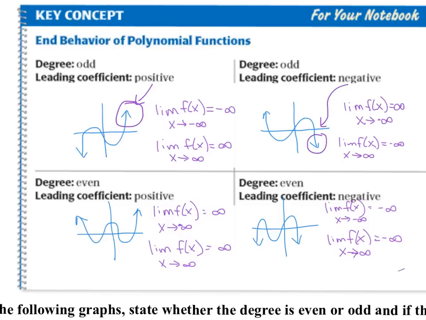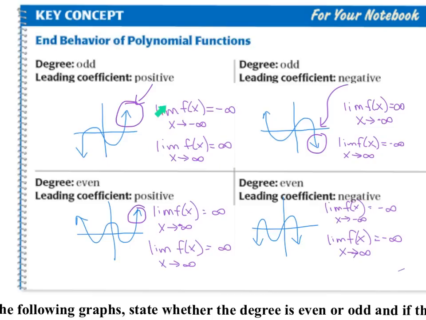And then for even degree functions, we're talking about the arrows that go in the same direction, just like a quadratic. Again, the leading coefficient determines the right end behavior. So the right arrow determines whether your leading coefficient is positive or negative. In this case, it's positive because the right arrow is going up. And on the bottom right, the right arrow is going down, so our leading coefficient is negative. And you notice that the arrows are going in the same direction.